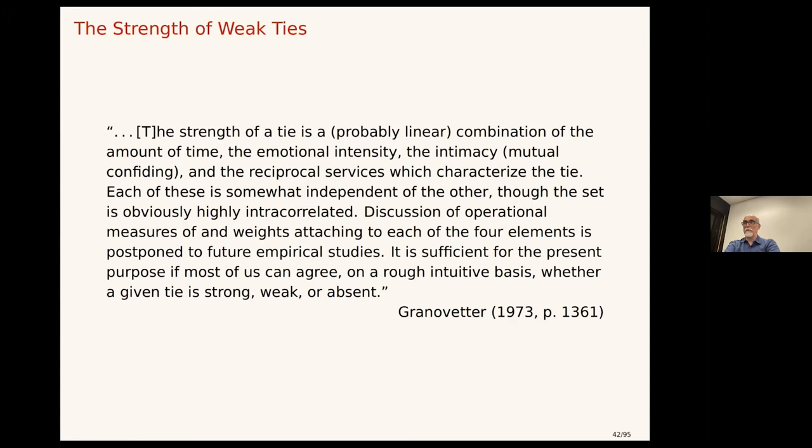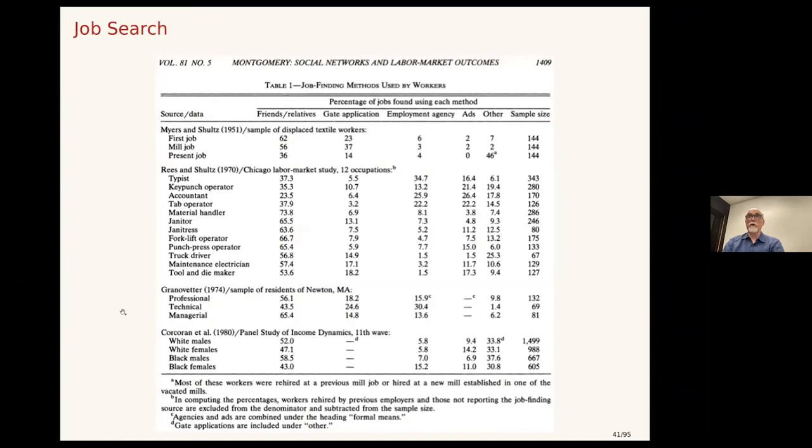On the other hand, if you call up that person that you met at a conference a year ago, or have coffee with once every couple of months or something, they have a different circle of friends and they have information that you're maybe less likely to have. And so those ties are likely to be more productive for getting a job.